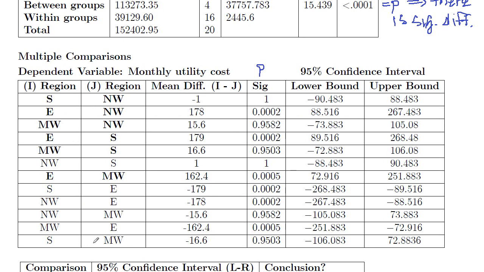Well, notice that some of this data is repeat data. So for example, South compared to Northwest is equivalent to Northwest compared to South. Notice that the values here are just negatives of each other. So here we had -90, +88. Here we had -88, +90. Okay, it's just switching the order. So we don't need all of these repeated comparisons.